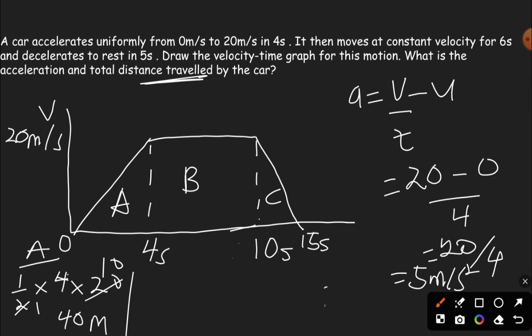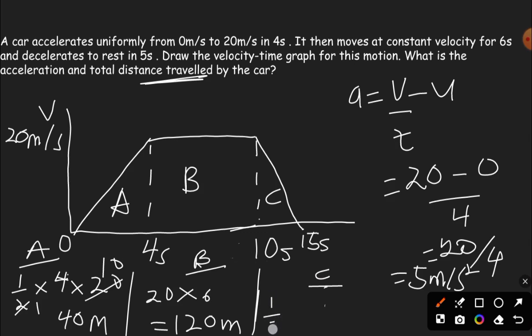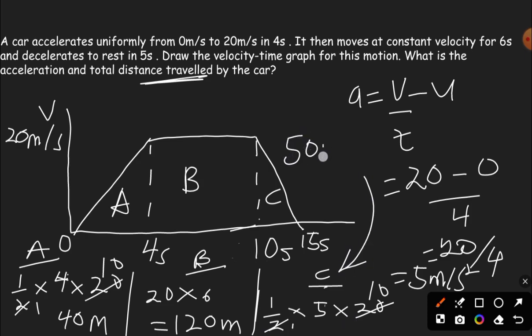That's for our A. Then for our B, this is a rectangle. So we are going to have length times breadth. So our length is 20, then our breadth or width is 6. 20 times 6 is 120. 120 meters. That's for our B. Then for our C, we have a triangle as well. So half times the base. Base is 5, times the height 20. 2 here 1, 2 here 10. 10 times 5 is 50. So over here we have our 50 meters.